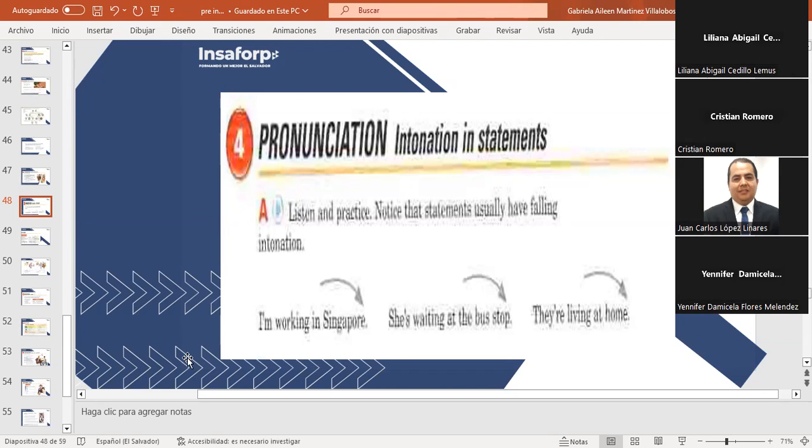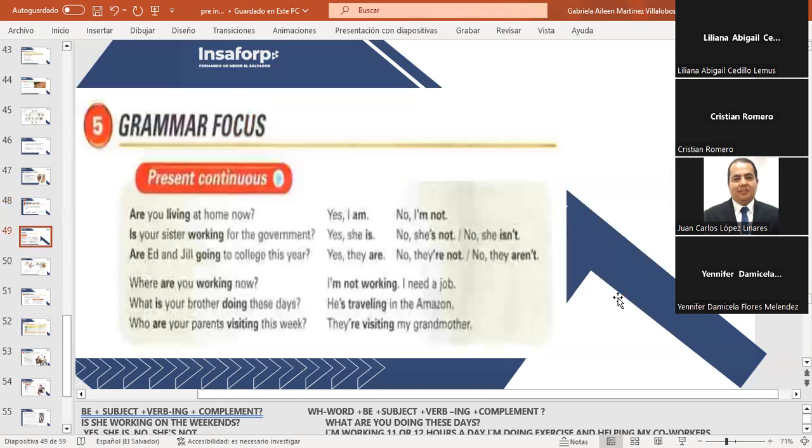Vamos, Jennifer. I'm working in Singapore. She's waiting at the bus stop. They are living at home. All right. Very good. Thank you. Let's continue with another activity.